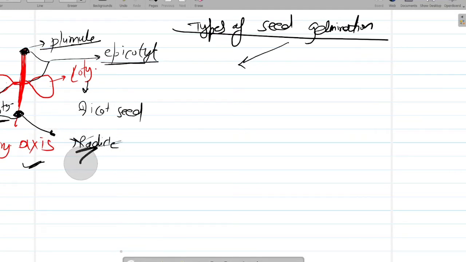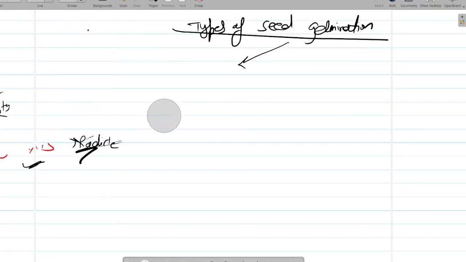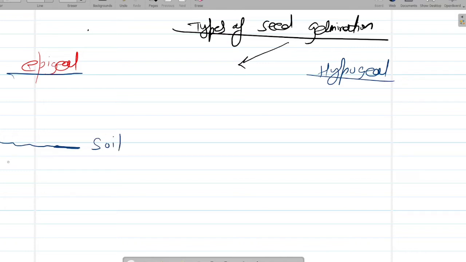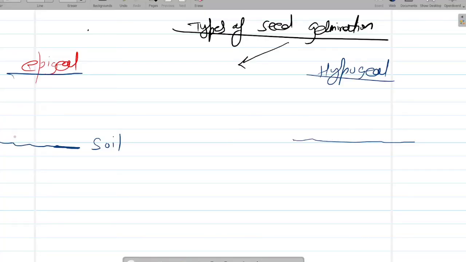Now during seed germination you can see two positions. It can be epigeal germination, or it can be hypogeal. Let's say this is the soil surface. If your cotyledon comes out above the soil surface, then it will be called epigeal. If they stay below the surface, then we will call it hypogeal germination.